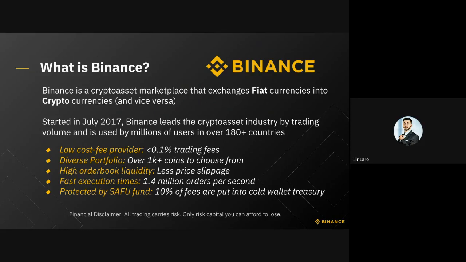Now, why do people pick us? Why should you choose us? Well, we are a low-cost fee provider. We're actually one of the lowest. We offer one of the lowest fees in the industry, less than 0.1% trading fees.